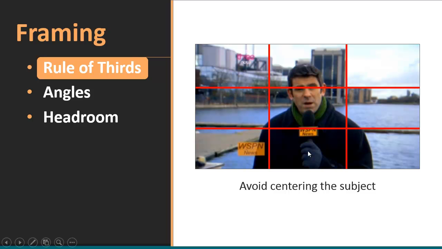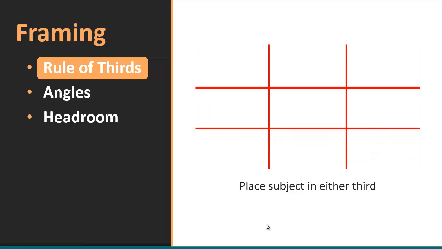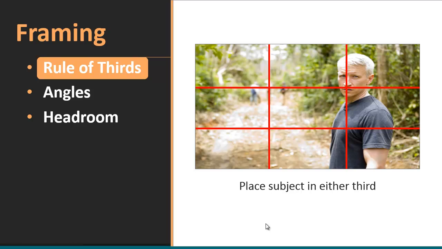But centering him here in the middle channel, in the middle column here, is not what we're trying to do. We really want to center him on this axis, the right axis or the left axis. So the takeaway from all this is to avoid centering your subjects and put them in either third, the right hand or the left hand.